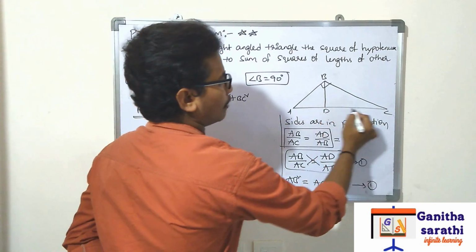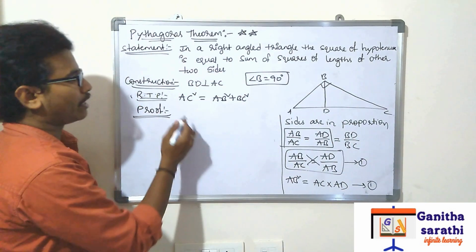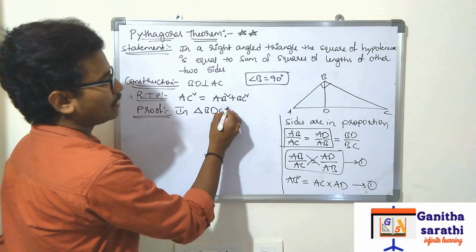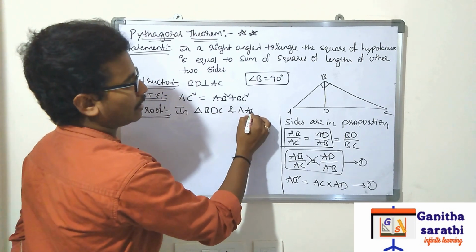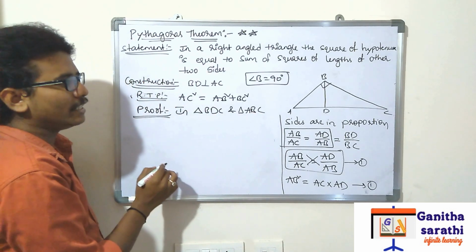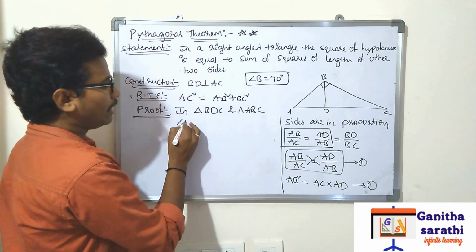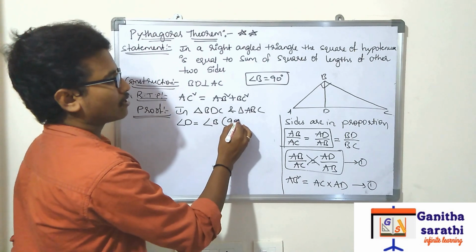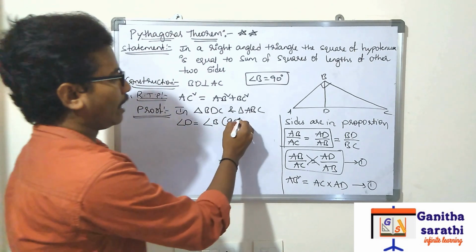Now, in triangle BDC and triangle ABC, in triangle BDC we can take angle D as 90 degrees, and in the total triangle angle B is also 90 degrees. Okay, angle D and angle B are 90 degrees.